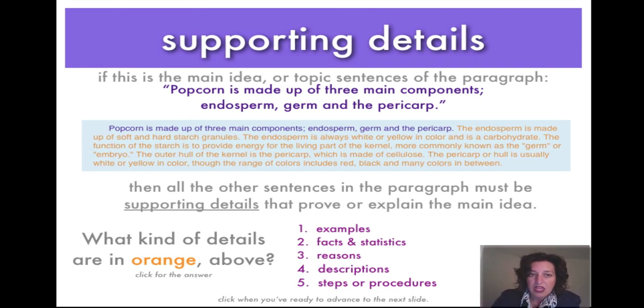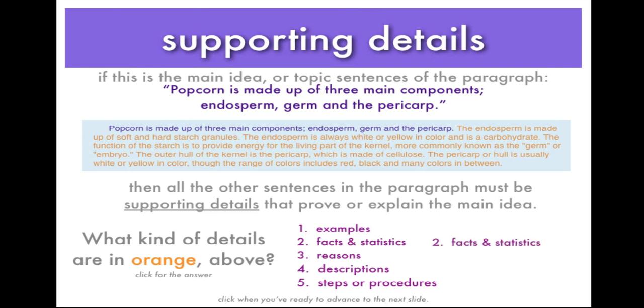So look at this one. If the main idea here is popcorn is made up of 3 main components, we said the first sentence, then everything else in orange is going to be a supporting detail that proves or explains the main idea. So when you look in orange here, what kind of details are in orange? Are these examples? Are they facts and statistics? Are they reasons, descriptions, or steps or procedures? What kind of supporting details are all of these in orange? Write it down and then check your answer. They are facts and statistics.